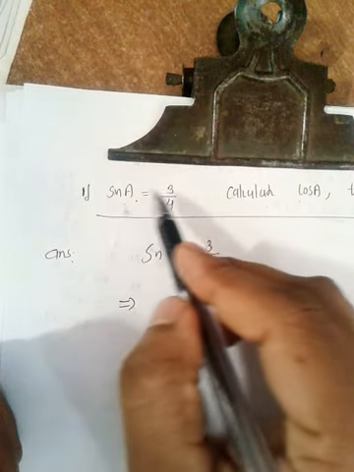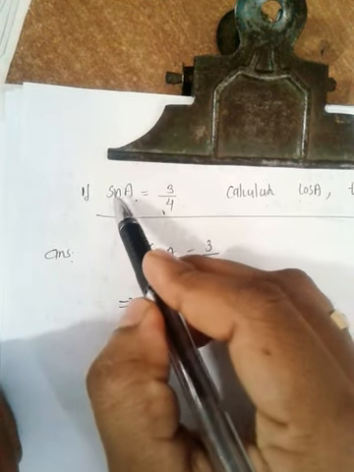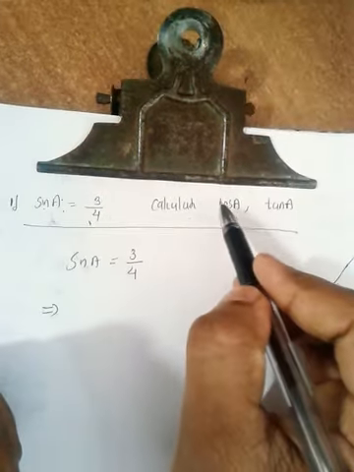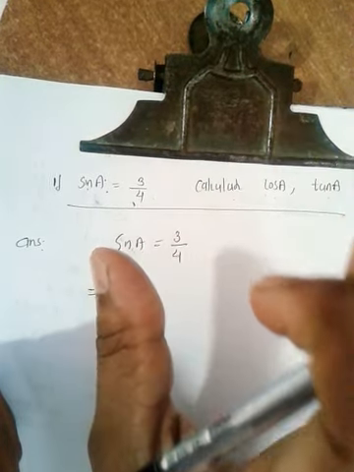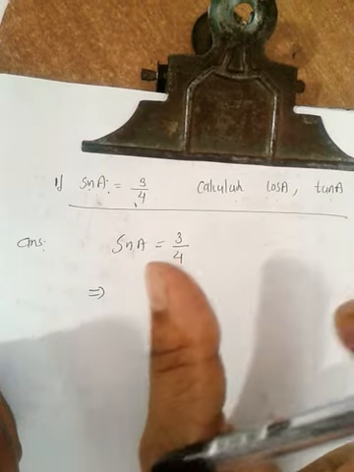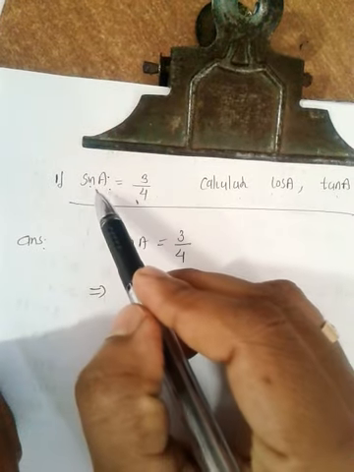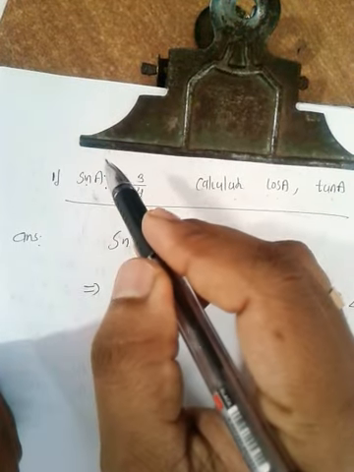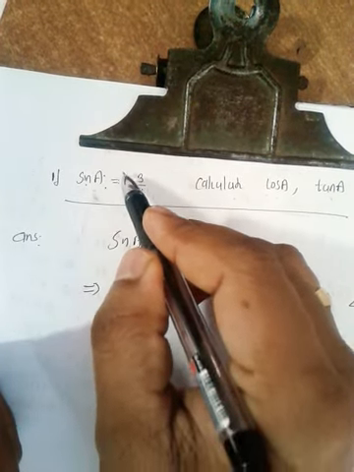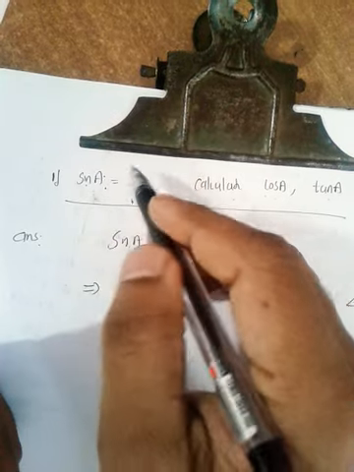But when we see sin A equals 3 by 4, remember that the angle on which the sine, or that trigonometric ratio, is applied is always an acute angle. Once again, let me repeat. Here the sine, cos and all those trigonometric ratios are applied on A. It indirectly says that angle is an acute angle.